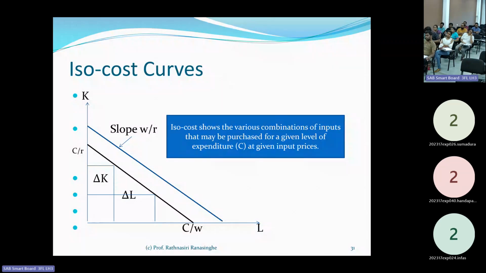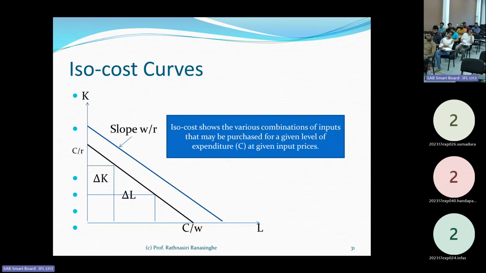Now what is the slope of the isocost line? It is C/R divided by C/W. If you rearrange that, you can cancel out C and C. That means C/R multiplied by W/C, so then C and C cancel. So the slope is W/R.